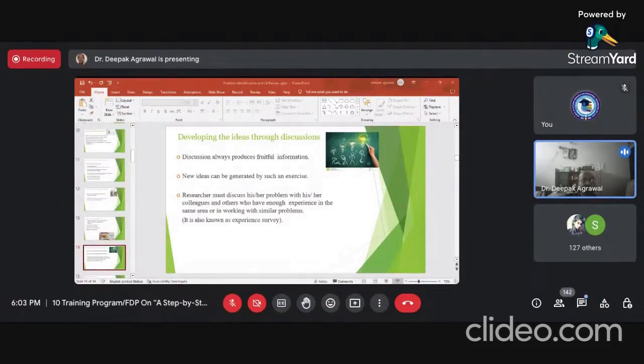Researchers must discuss their problem with colleagues so that others who have enough experience in the same area can provide betterment to your work.